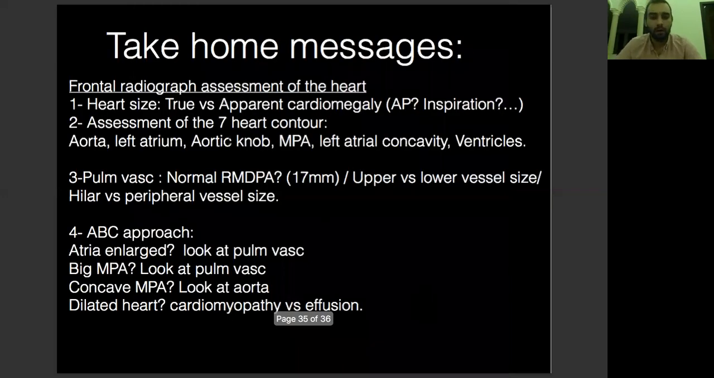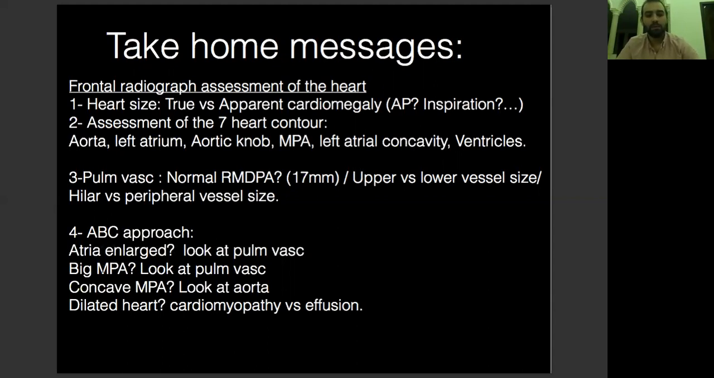So what are our take-home messages? First, we usually assess the heart size, and we should ask, is it a true or apparent cardiomegaly? Then we should assess the heart contour, the aorta, the left atrium, aortic knob, main pulmonary artery, left atrial concavity, and the ventricles. After assessing these two entities, we should check for the pulmonary vasculature, if it's normal, the size of the right descending pulmonary artery, and we have the normal variation upper to lower and hilar to peripheral. Then, after collecting these data, we can go and have this algorithmic ABCD approach.